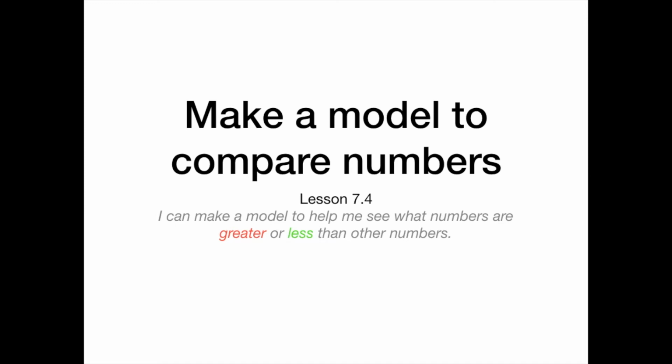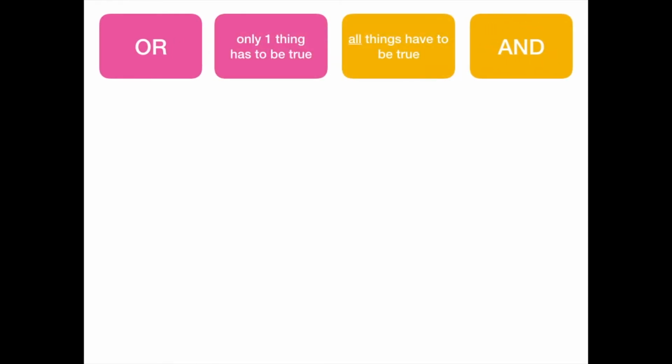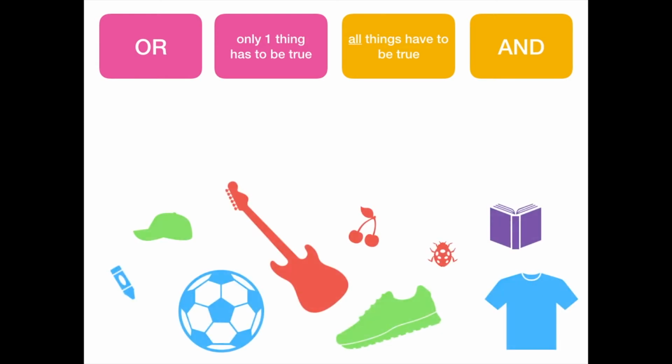Before we start, we need to talk about some very important words, or and and. The word or is pink at the top of your screen, and the word and is yellow. The word or means only one thing has to be true. The word and means all things have to be true. Let's see what I'm talking about with some different objects.